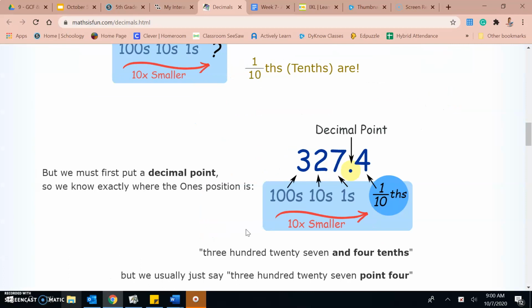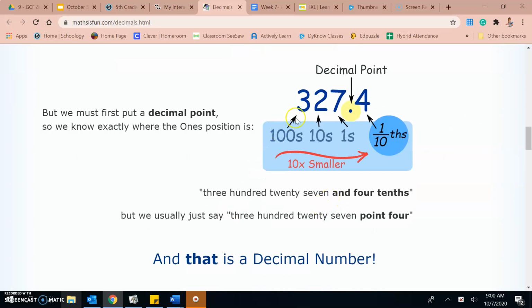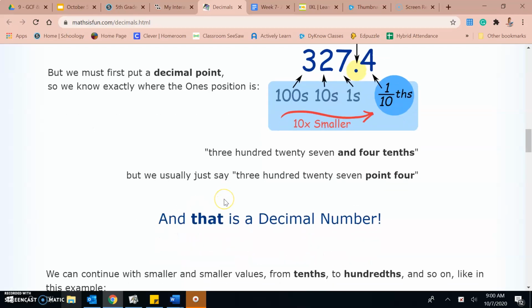So let's talk about that handy dandy decimal point here. Whenever we see the decimal point, we know that to the left is the whole number, to the right is the tenths place, and then it gets smaller as we go each place value. We would say this number as 327, and when we see that decimal point, it represents the word and for tenths. Many people say 327.4, but I want you to get in the habit of saying and, because that decimal point will help us understand that when we say and, we're adding on an additional fractional part.